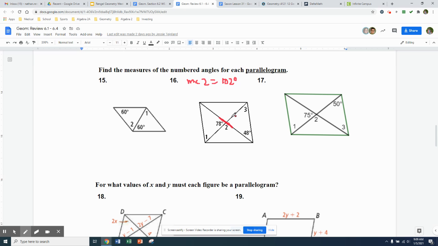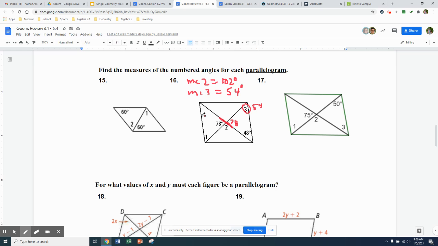The next thing is you have these intersecting lines, so that forms vertical angles. That means that this angle right here is also going to be 78. And then in this triangle, if you know 2 of those 3 angles, now you can find that third angle. I know 2 of my angles are 78 and 48, so I'm going to take 180 minus 78 minus 48. That leaves me with angle 3, which is 54.